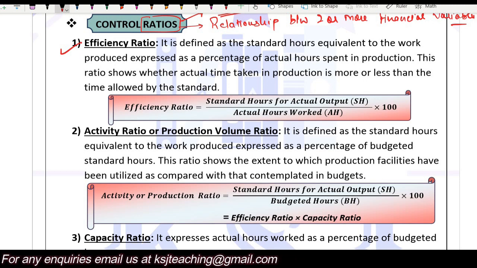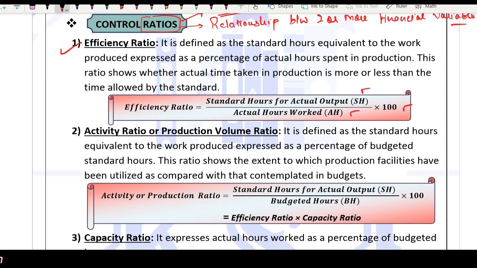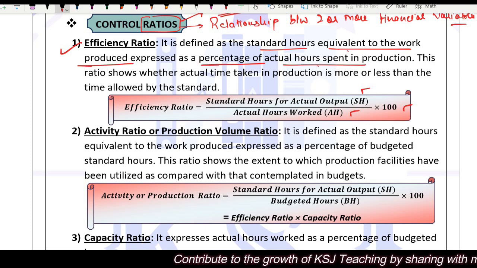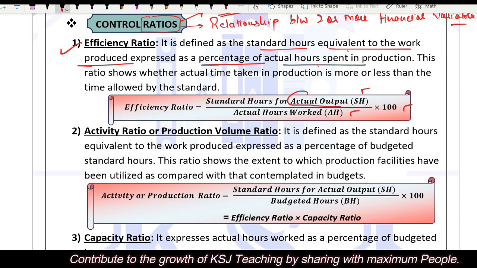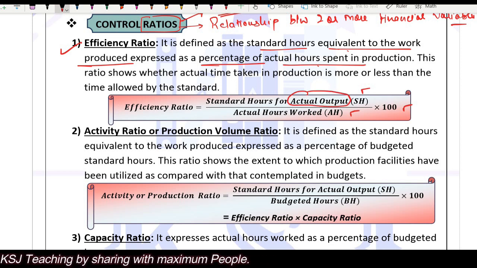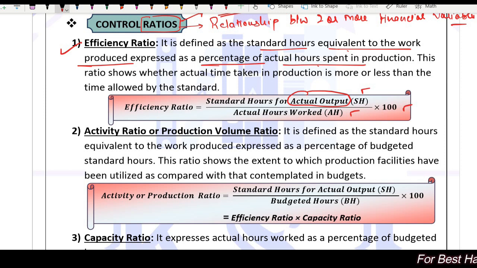You will compare that. That is how the efficiency ratio is defined: standard hours for actual output divided by actual hours multiplied by 100. It is defined as the standard hours equivalent to the work produced expressed as a percentage of actual hours spent in production. What do we call standard hours for standard output? We call them budgeted hours. Remember, the standard hours for standard output, we call them budgeted hours.